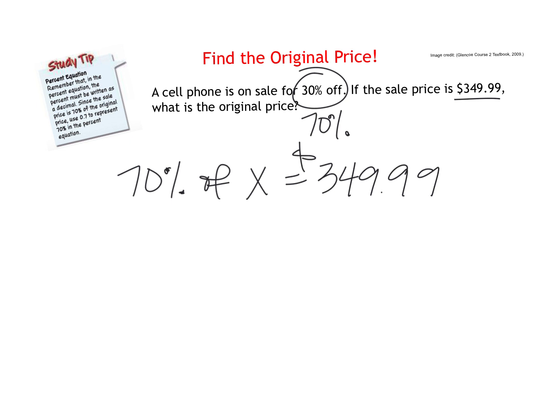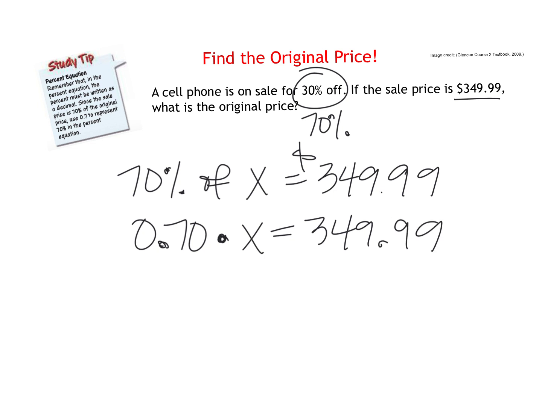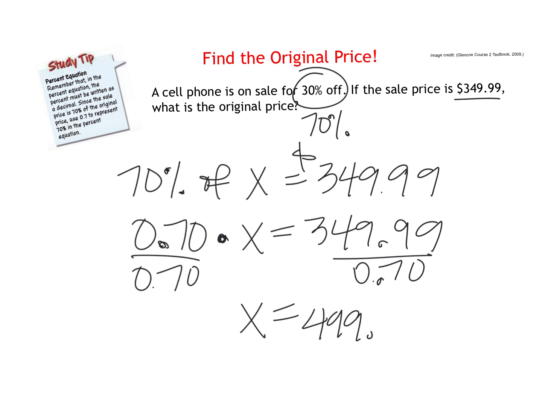So this brings us back now to solving with the percent, proportion, or equation. So let's just rewrite that as a decimal. 0.70 times X equals $349.99. I can divide both sides by 0.70. So then X is going to be 349.99 divided by 0.70. And we're going to round that. It's going to be $499.99.